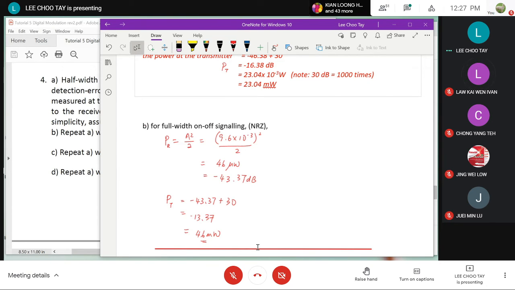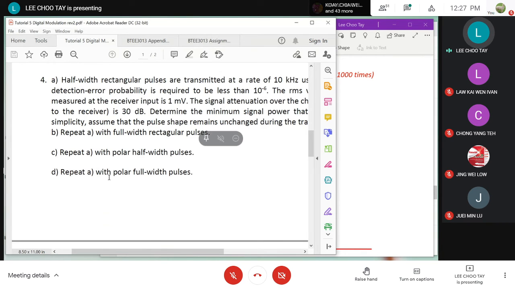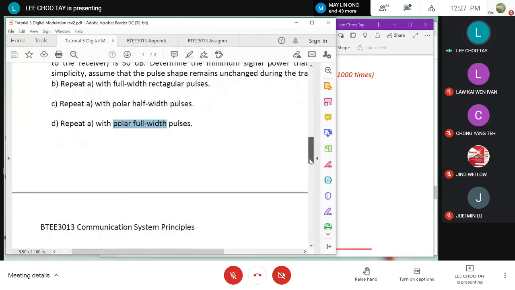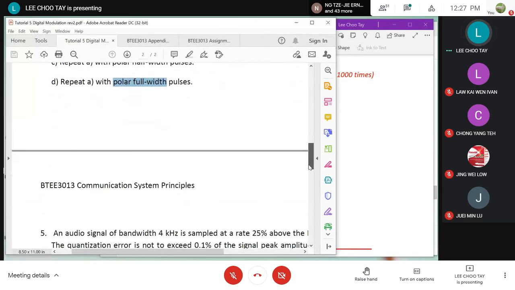Done, Miss. Okay, so 4C and 4D is the same calculation that you need to do, except that now you are working on polar half-wave pulses and polar full-wave pulses. This one I'm going to leave it to you to do, and then we'll discuss the answer the next time we meet.